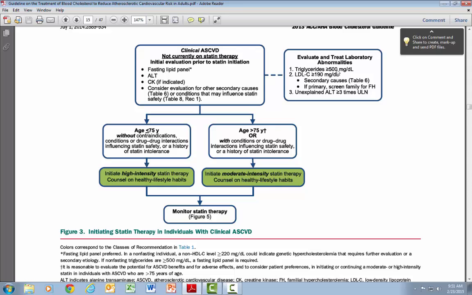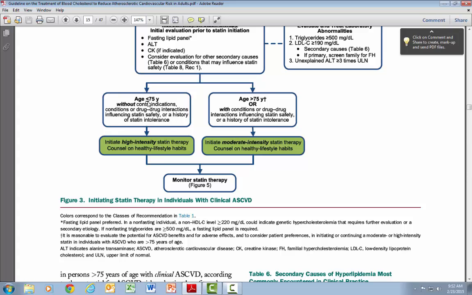Evaluate if the patient has triglycerides greater than 500, because if so, then statins should not be used. Instead, niacin. Check your LDL levels to see if it's greater than 190 or not. Look for secondary causes. Okay? If the patient is less than or equal to 75 years old and there is no contraindication, start high intensity statin. If the patient, on the contrary, is more than 75 years of age, you have considered already drug and drug interaction or any type of contraindication or history of intolerance of statin. If not, then start moderate intensity statin.